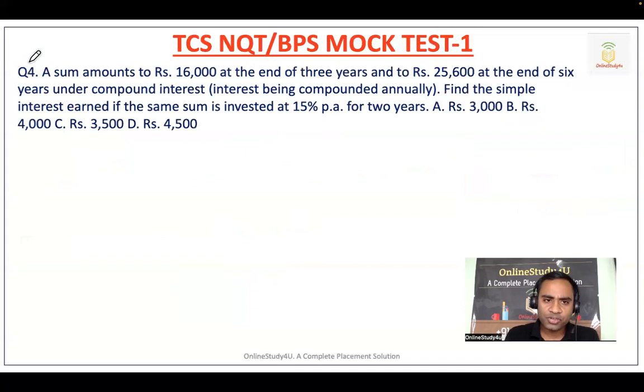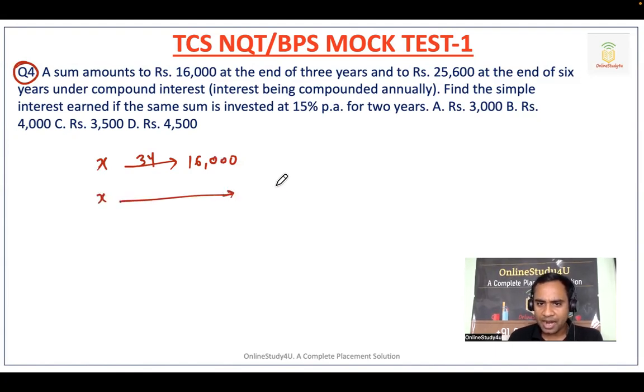Okay, now question number 4 is a compound interest problem. A sum amounts to rupees 16,000 at the end of 3 years and rupees 25,600 at the end of 6 years. So what they're telling is, you invested X rupees and it becomes 16,000 rupees in 3 years. And you again invested the same money and it becomes 25,600 rupees at the end of 6 years. So this is a compound interest problem.